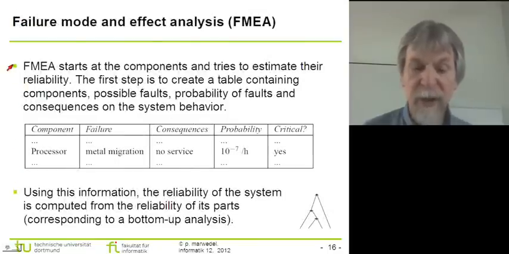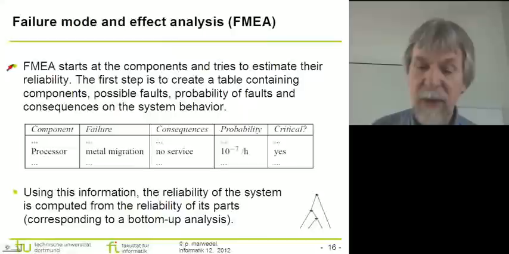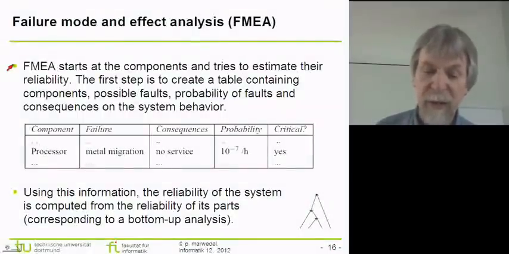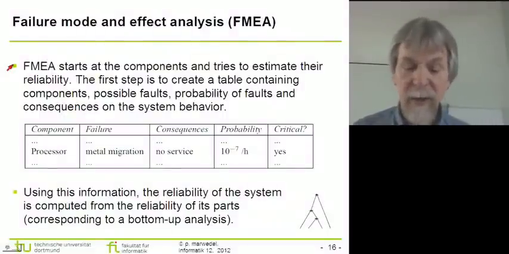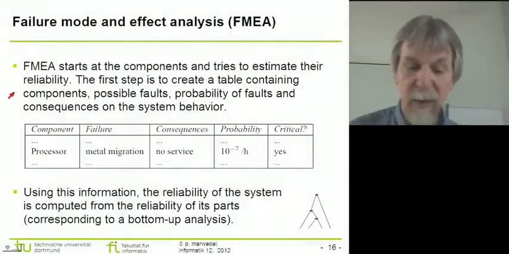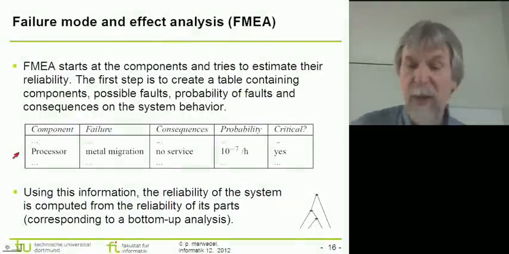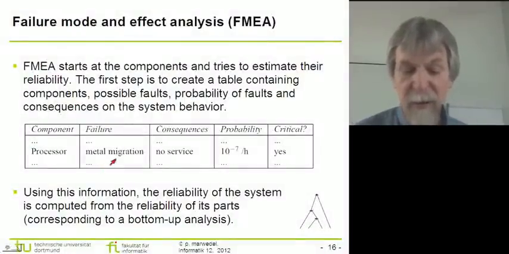The second technique that is sometimes used for arguing about the reliability of a system is the so-called failure mode and effect analysis, or FMEA. FMEA works in the opposite direction, so it starts at the component level and tries to estimate their reliability, and therefore the first step is to consider the reliability of the component. So, for example, we could have such a table comprising an entry for a processor, where as a possible failure we are considering metal migration.